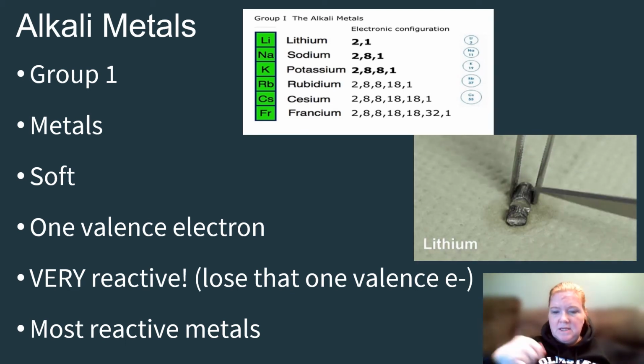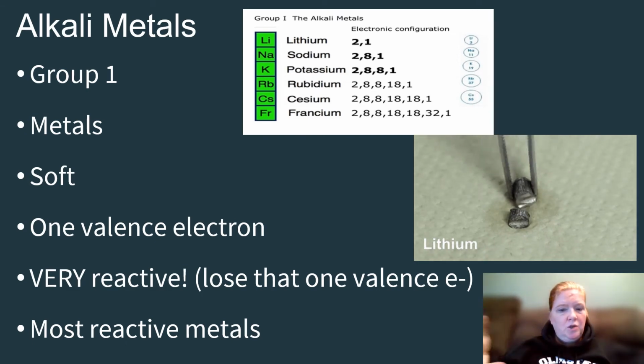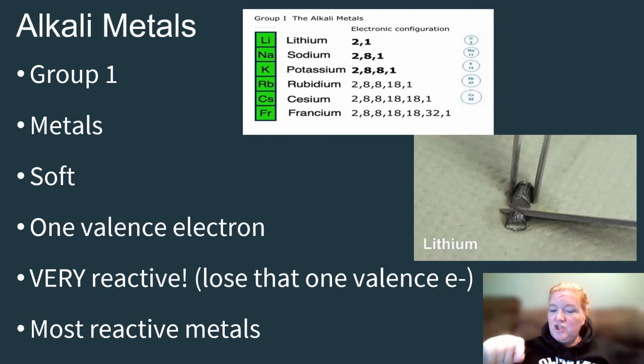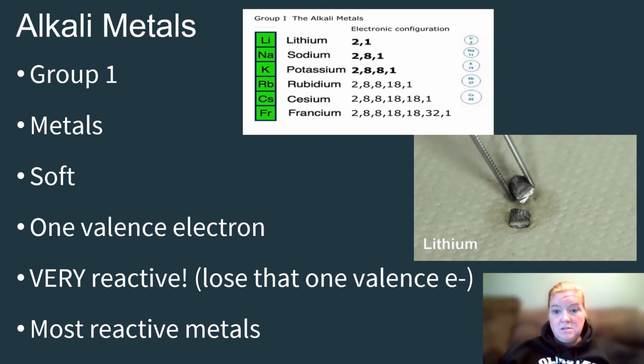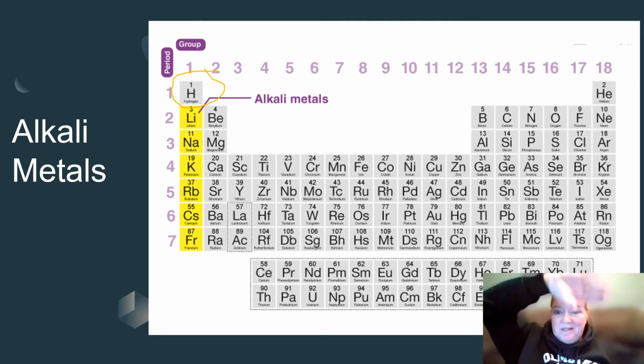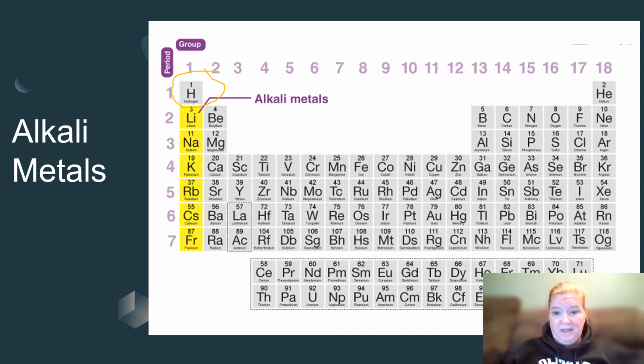So here's an example with lithium. You can see you can cut it very easily with a knife. You can see that it is shiny like metals, okay? So here they are, the alkali metals in group 1. Notice hydrogen right here. Not an alkali metal. It's in its own little spot, that's why it's stuck off the periodic table a little bit. It's not an alkali metal.